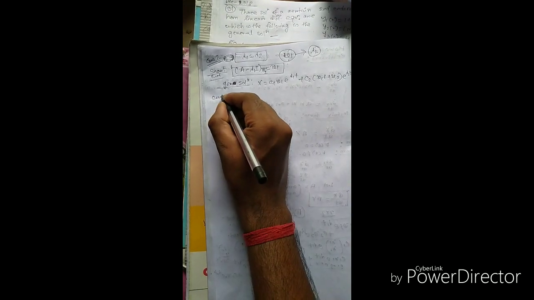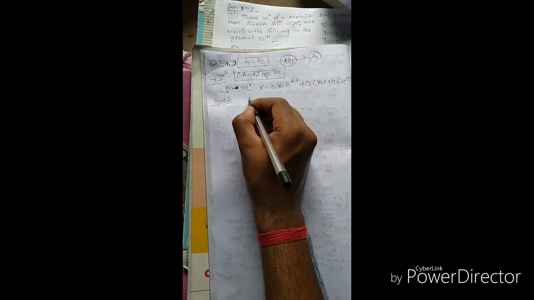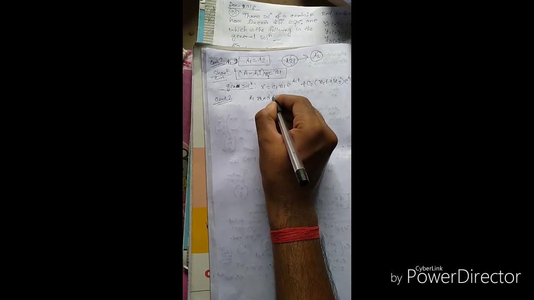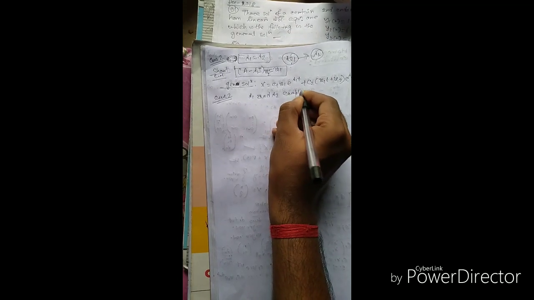Now in case 3, if the eigenvalues lambda 1 and lambda 2 are complex, suppose lambda 1 is alpha plus i beta, then lambda 2 must be of the form alpha minus i beta, because complex eigenvalues occur as conjugates. We know this.